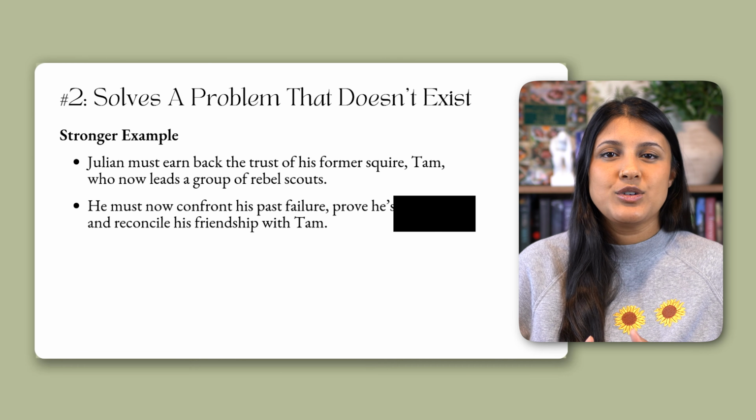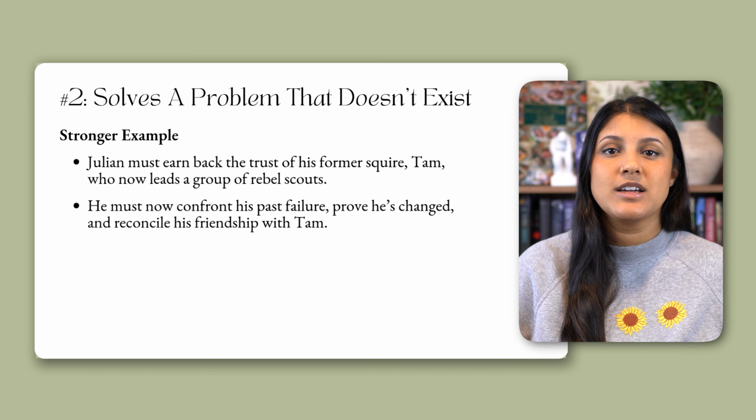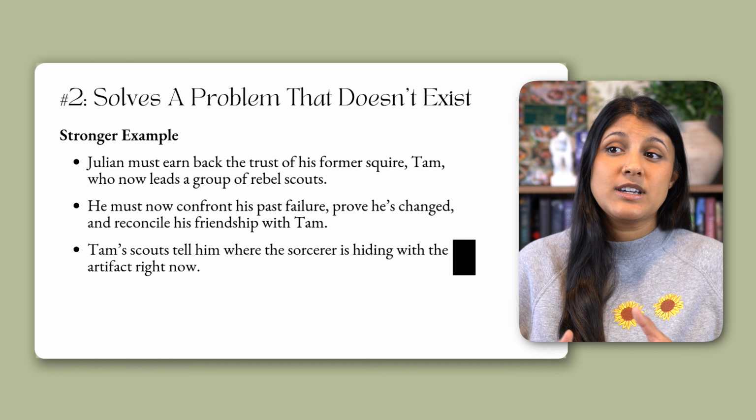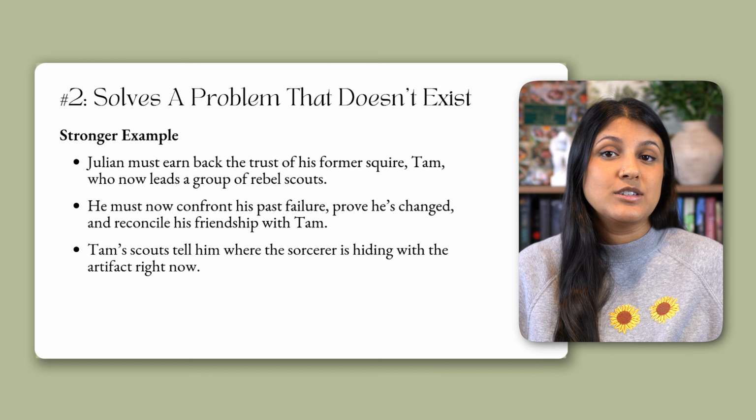This subplot forces Julian to confront his past failure, apologize, and prove that he's changed. And once he does, Tam's scouts give him the intel he desperately needs, which is that they know where the sorcerer is right now. Now the subplot is serving the main plot. It's addressing a real obstacle, so his lack of allies and information, while also driving the character development, where Julian is confronting his guilt. And this is how you make your subplots feel like puzzle pieces that click into place.